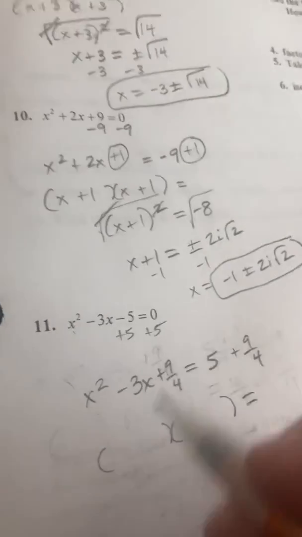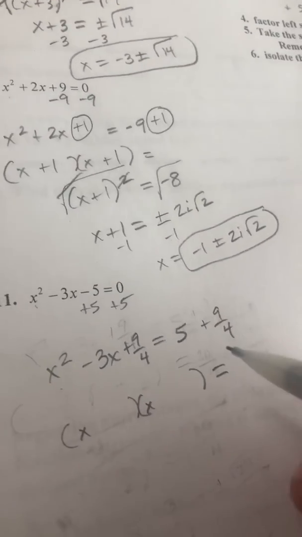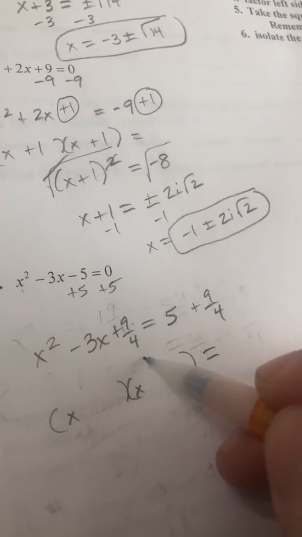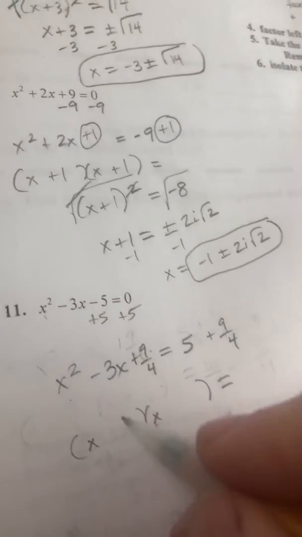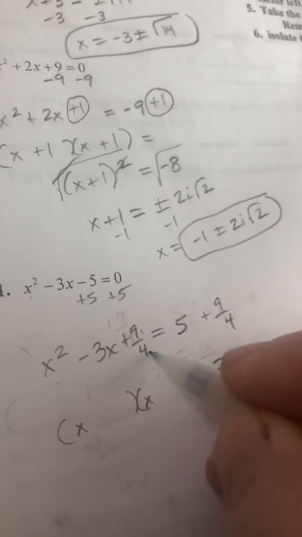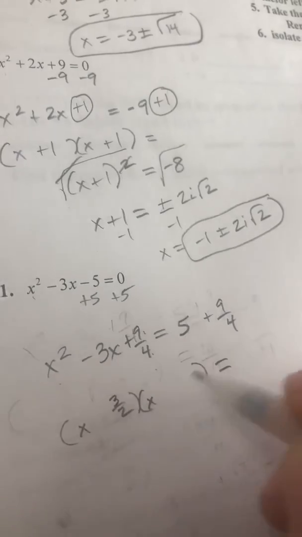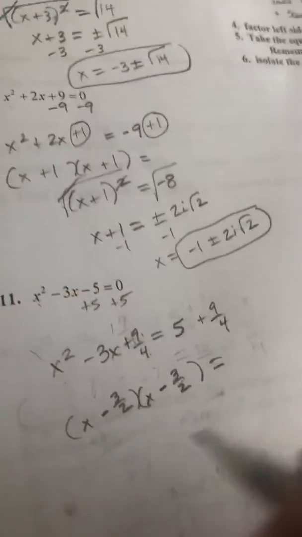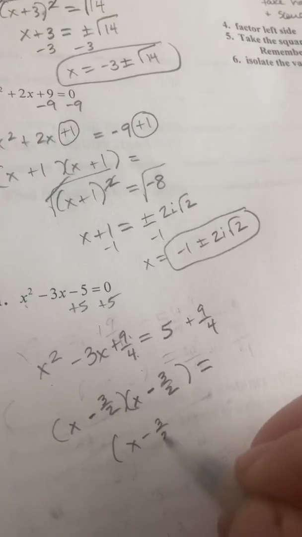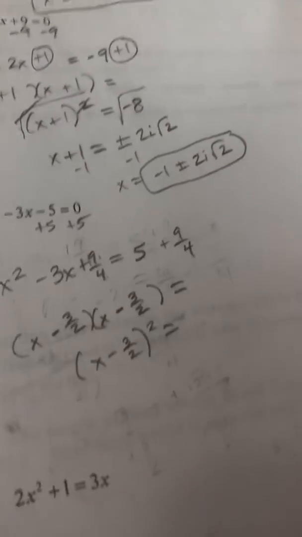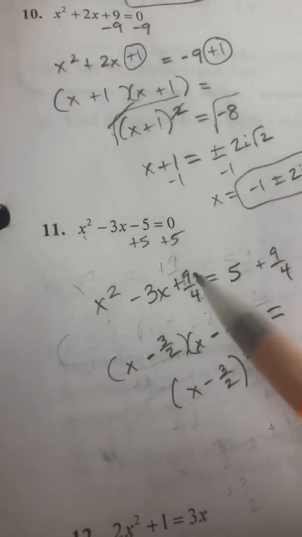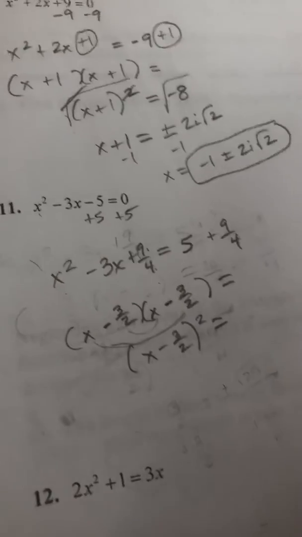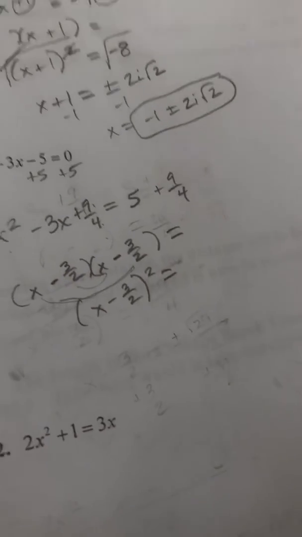Like, what times what gives me x squared? x and x. What times what gives me 9? What times what gives me 4? What times what gives me 9 is 3. What times what gives me 4 is 2. So it's going to be 3 over 2 and 3 over 2, and it'll have to be negative, negative. And lo and behold, that is x minus 3 over 2 squared. Sometimes people wonder if that in fact gives you the right middle term, and it does always give you the right middle term. You don't even really have to check your middle term.